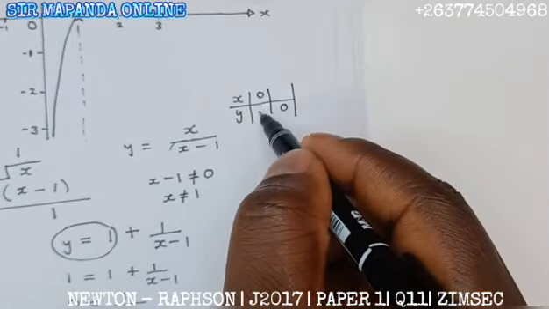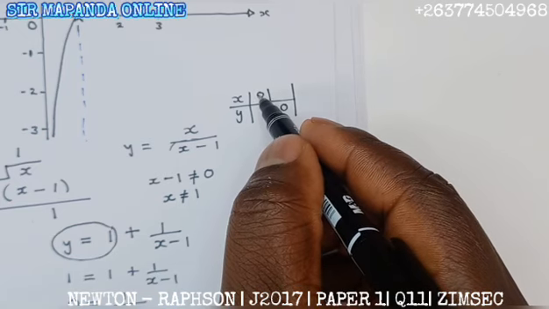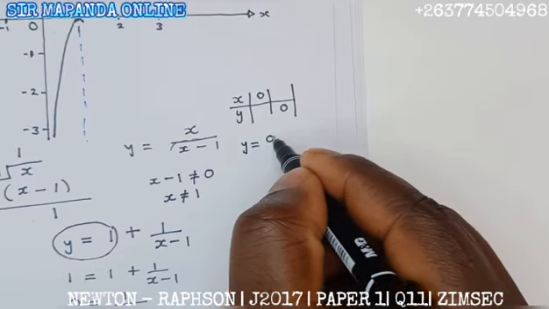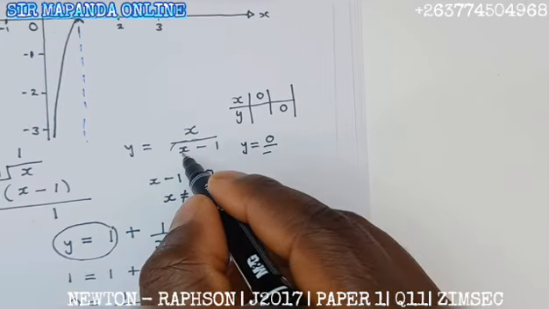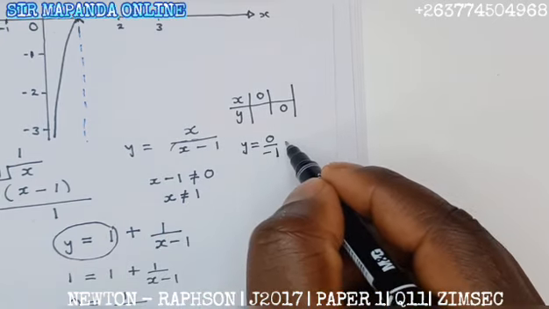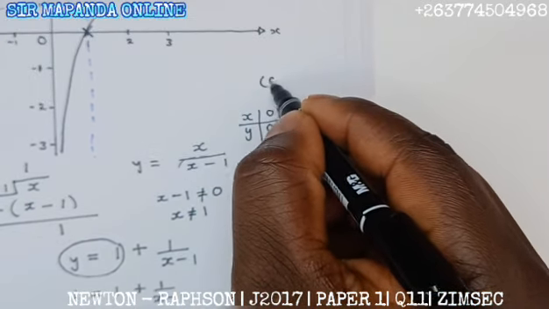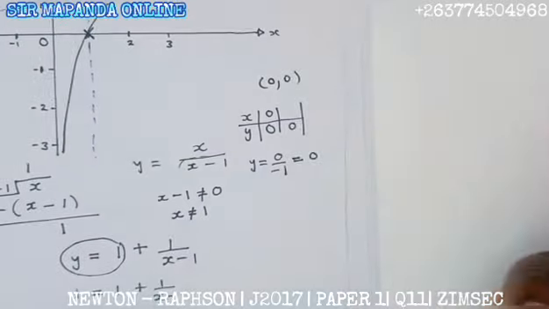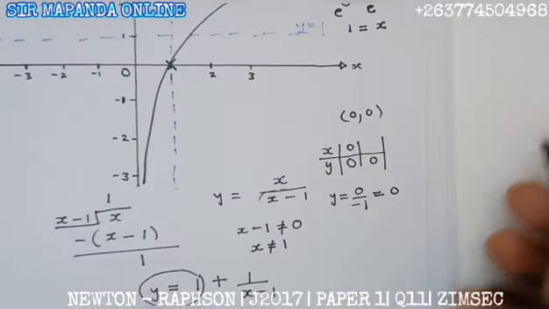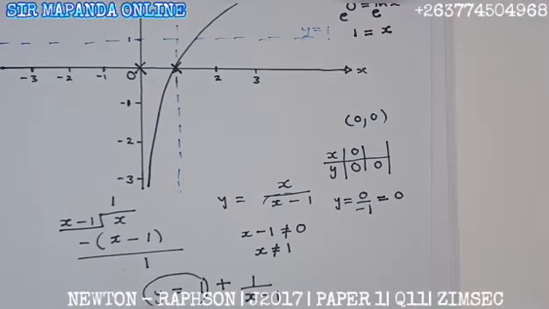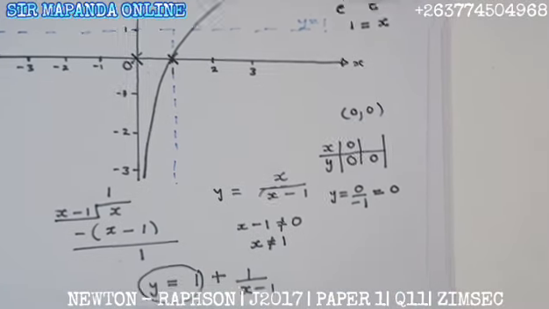We want to find the value of y when x is 0. So if we put 0 on x, you get y is equals to 0 over 0 minus 1, you get minus 1. Minus 1 into 0, you get 0. So the first point is 0 and 0. I hope you are following. All right, so 0 and 0 is the origin, something like this.